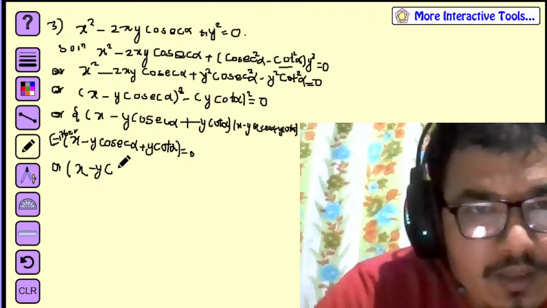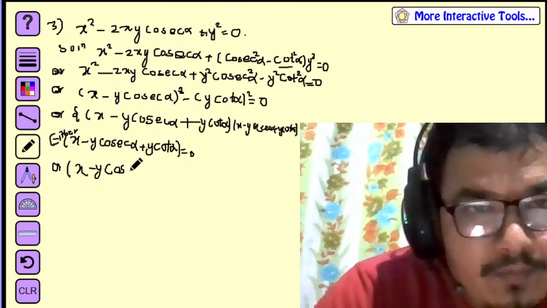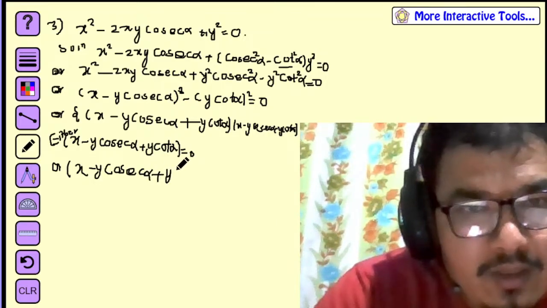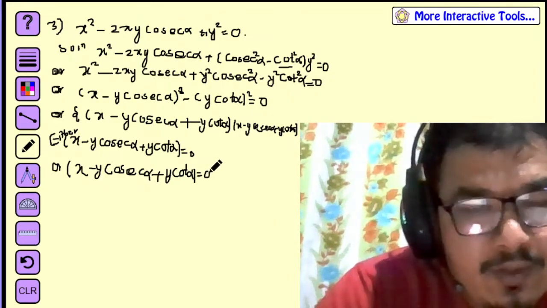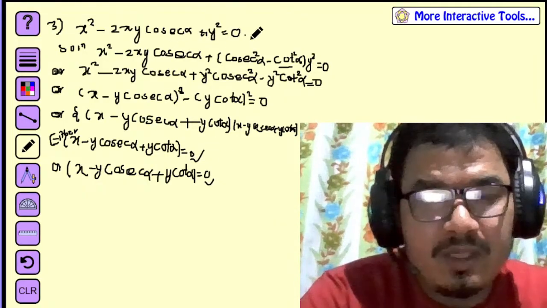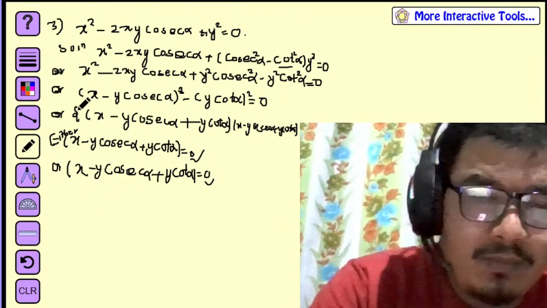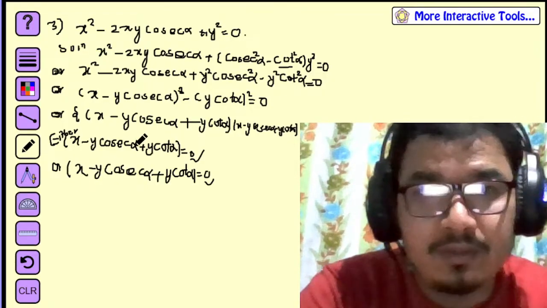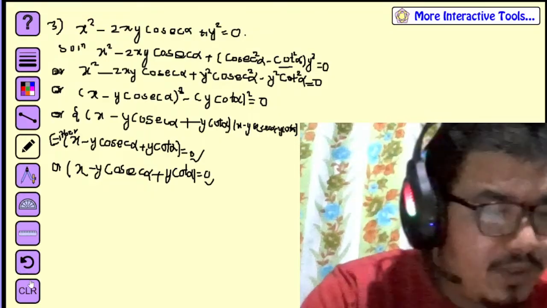y cosec alpha plus y cot alpha equals to 0. This is the next equation. We find the separate equations from this one single equation in this way. This is the way to find the separate equations. I hope you understood.